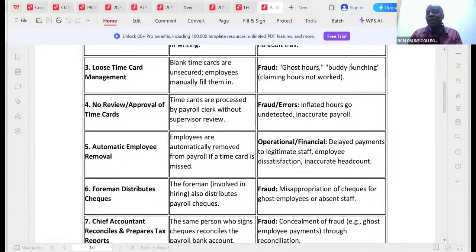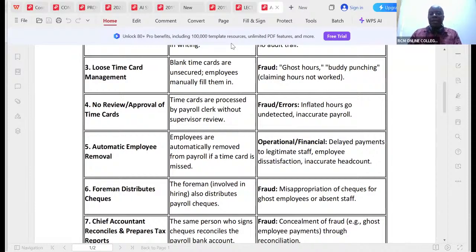Then we have the concept of buddy punching. Buddy punching can easily have, ladies and gentlemen, your friend doing this filling for you. Which of course will lead to claiming hours not worked. No review or approval of time cards. The time cards are processed by the payroll clerk without supervisor review. So in this case, inflated hours could go undetected. We could very easily have an inaccurate payroll.